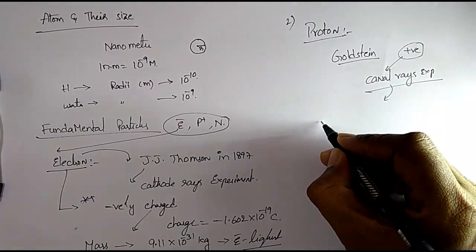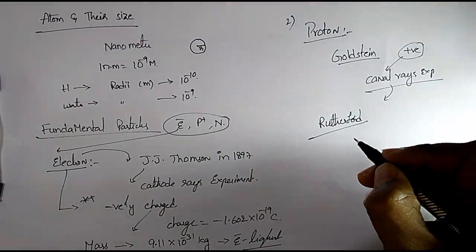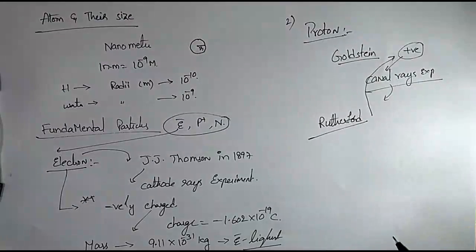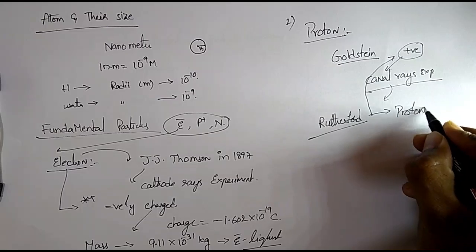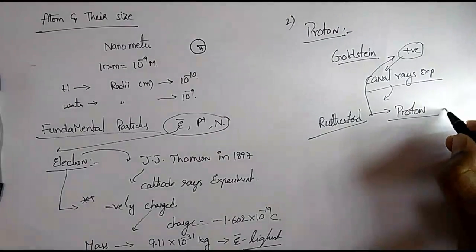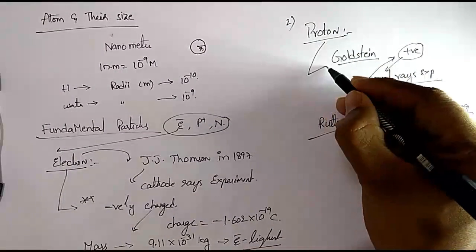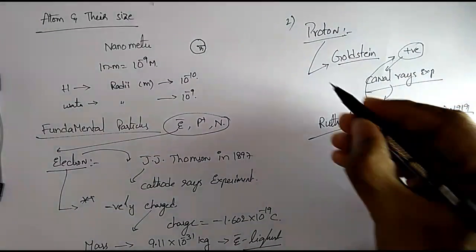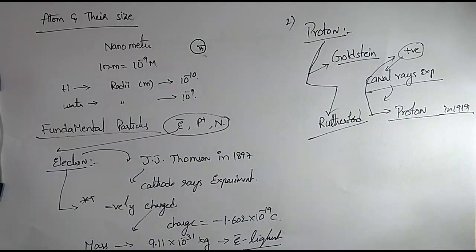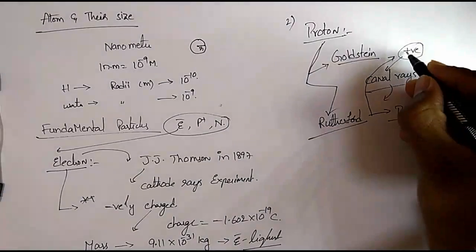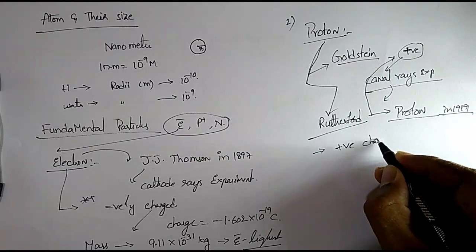After him, one more scientist, Rutherford, verified these positively charged particles and gave the name proton, in 1919. Okay, so we can say the protons were discovered by Goldstein, but the name proton was given by Rutherford. And we know that these are positively charged particles.